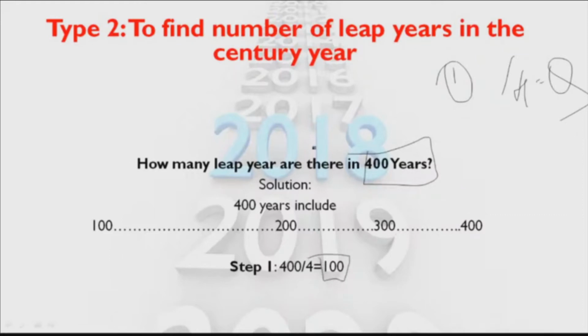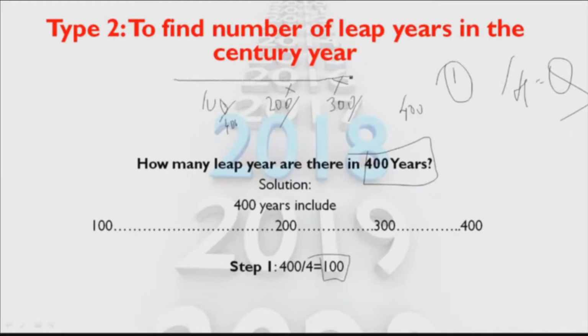Now you need to find how many century years are there in 400 years. So you have 100, 200, 300, and 400. As I have told you, a century year should also be divisible by 400 to be a leap year. So let's check with 100. Obviously it's not divisible by 400. Then 200, it's not divisible by 400. So 300, not divisible by 400.